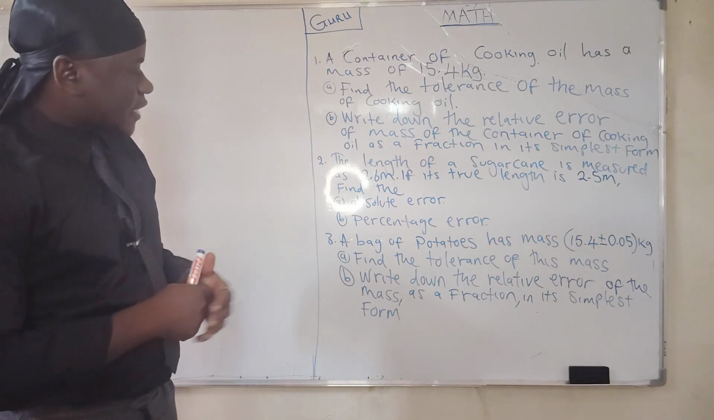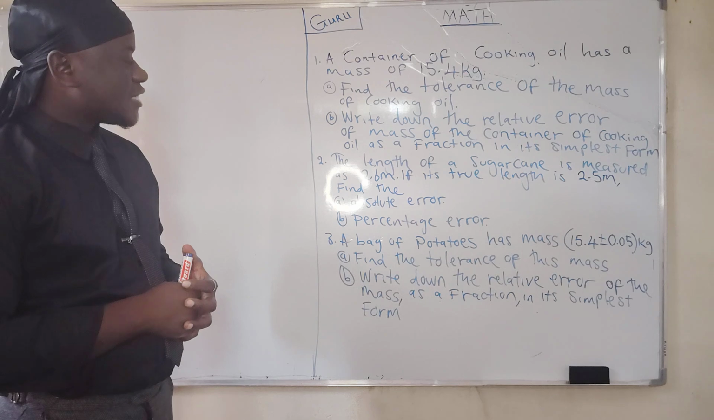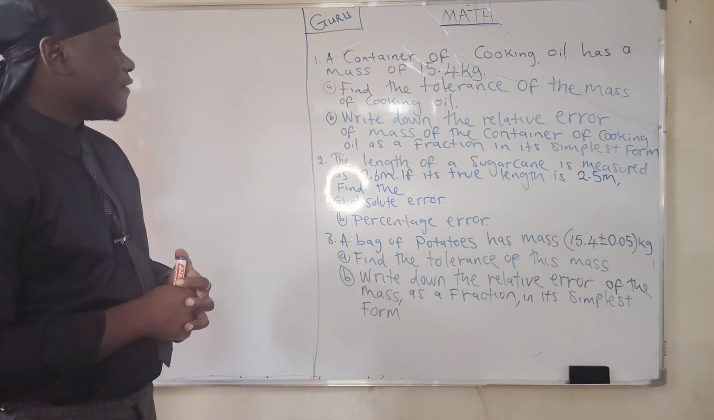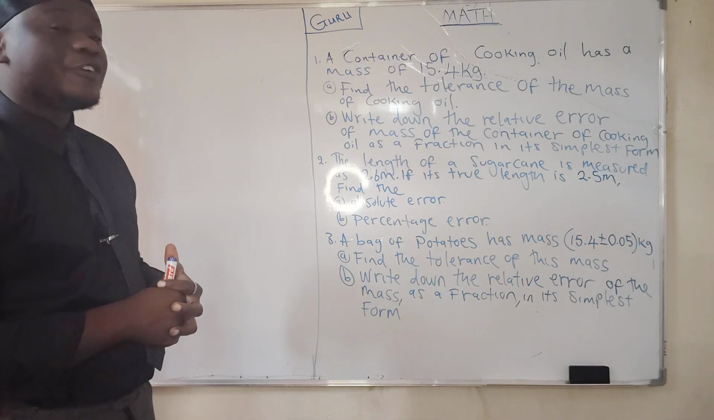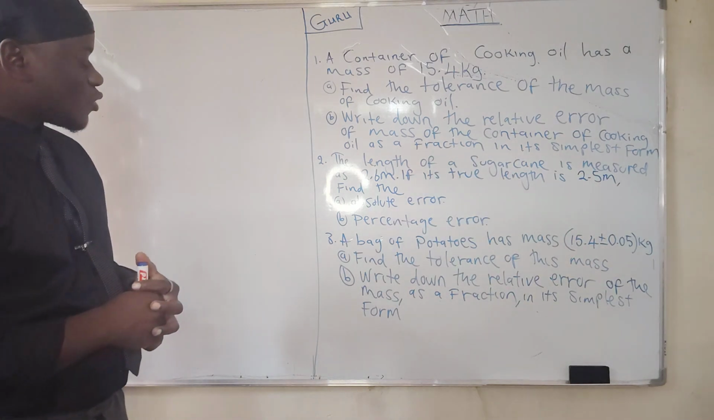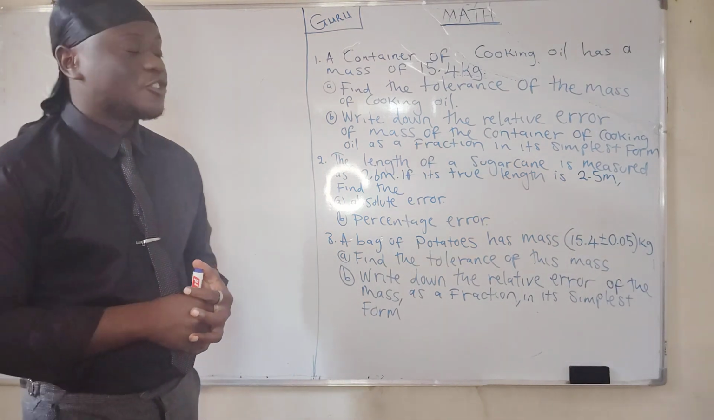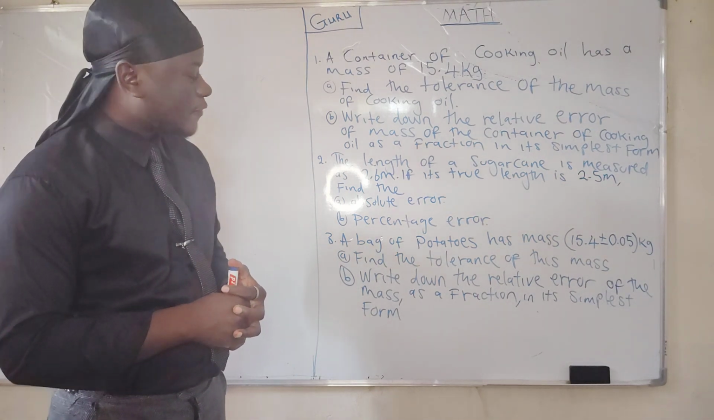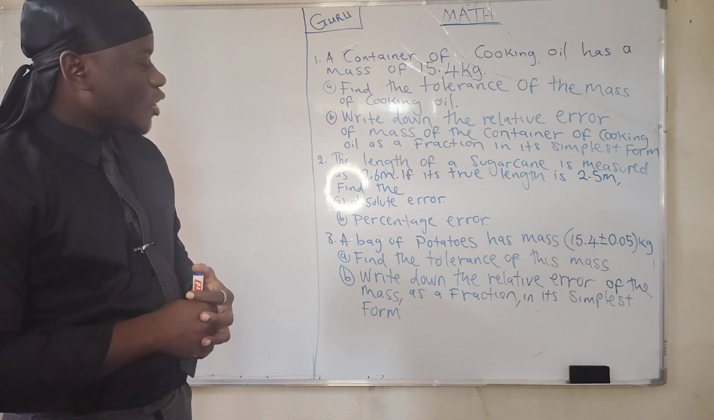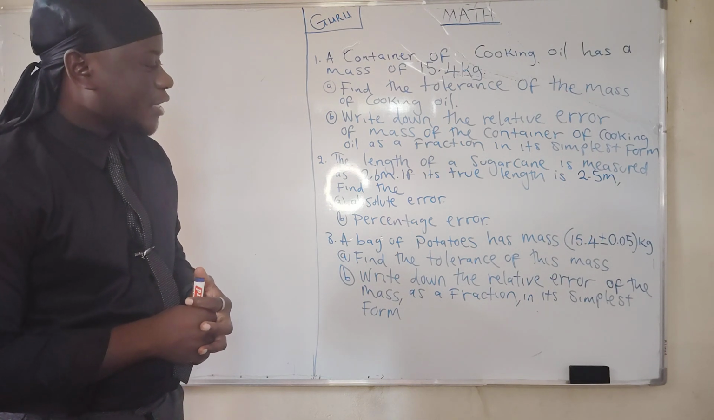4 marks. Then the second question reads, the length of a sugar cane is measured as 2.6 meters if its true length is 2.5 meters. Find the A, absolute error, then B, percentage error. Then the last one, a bag of potatoes has mass 15.4 plus or minus 0.05 kg. Find the tolerance of this mass. Then B, write down the relative error of the mass as a fraction in its simplest form.